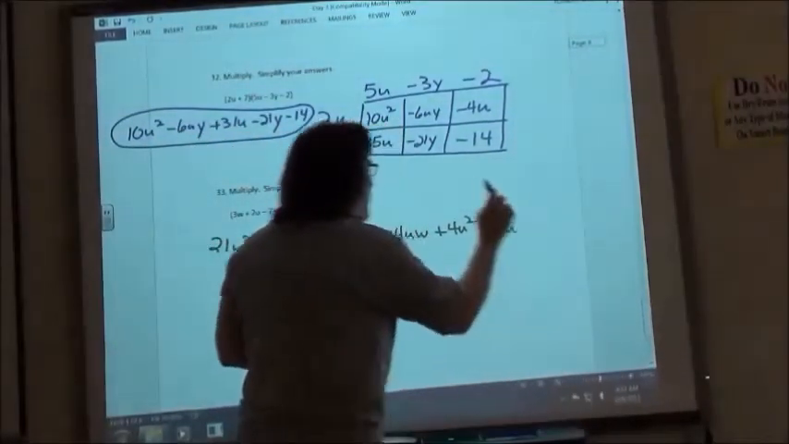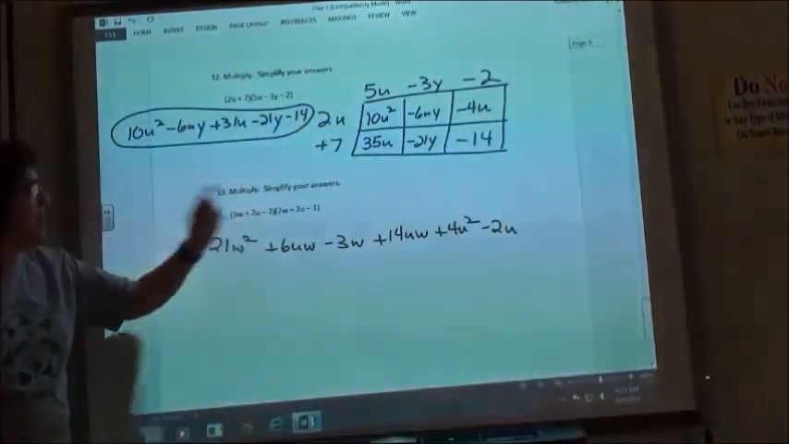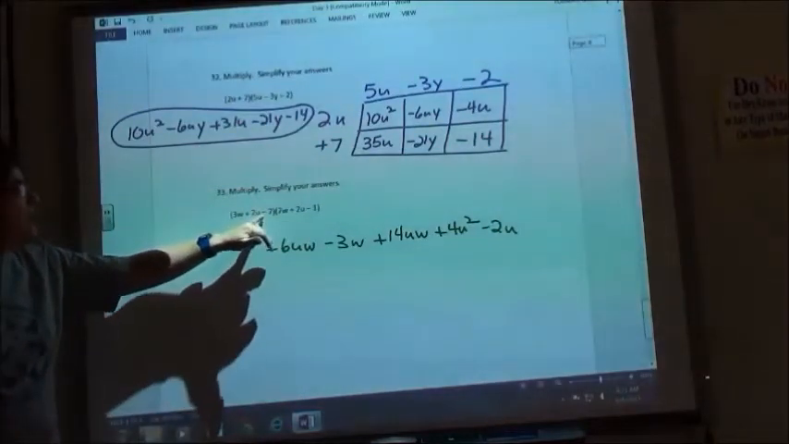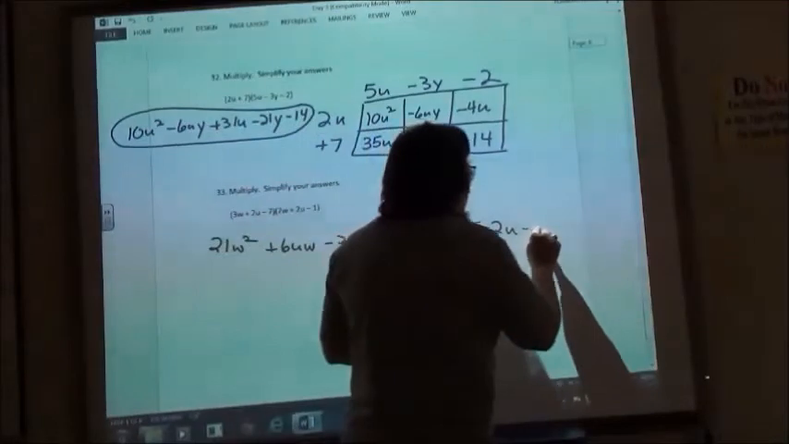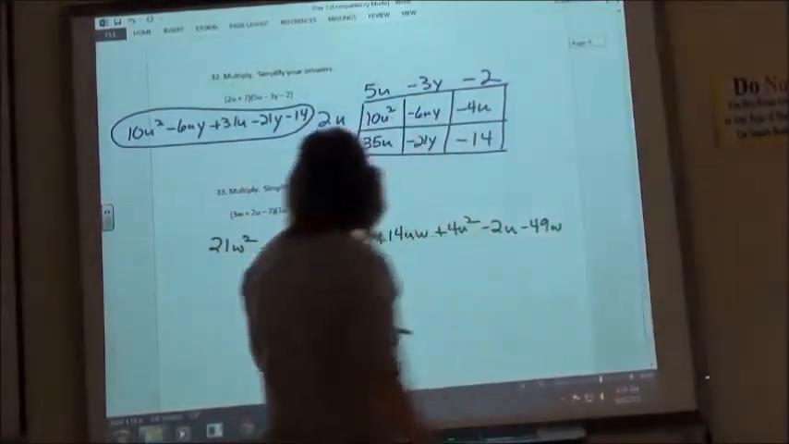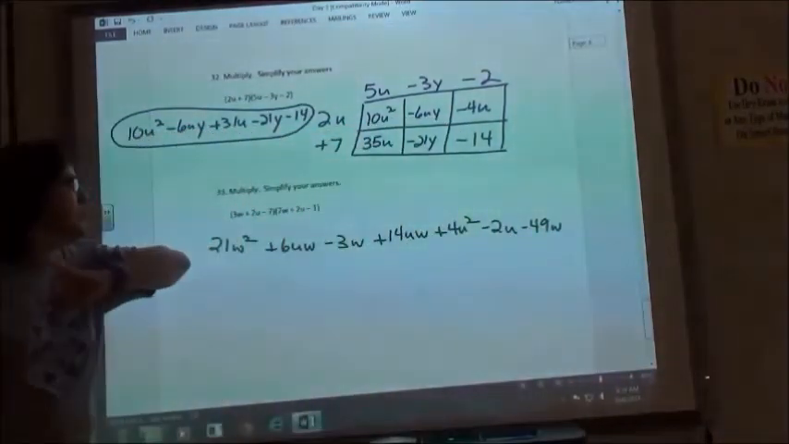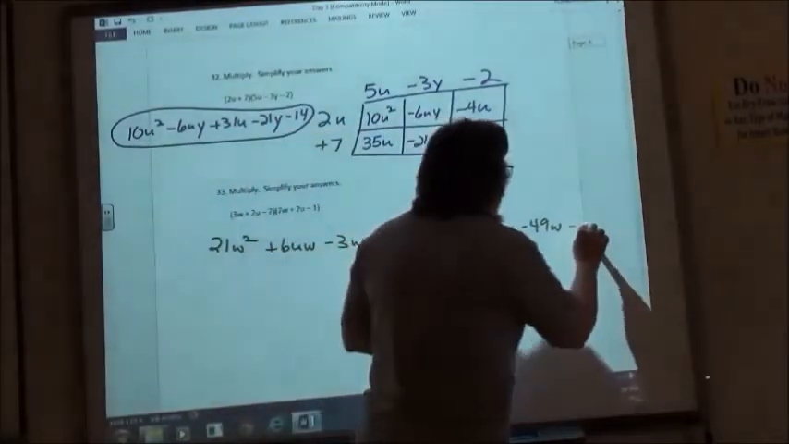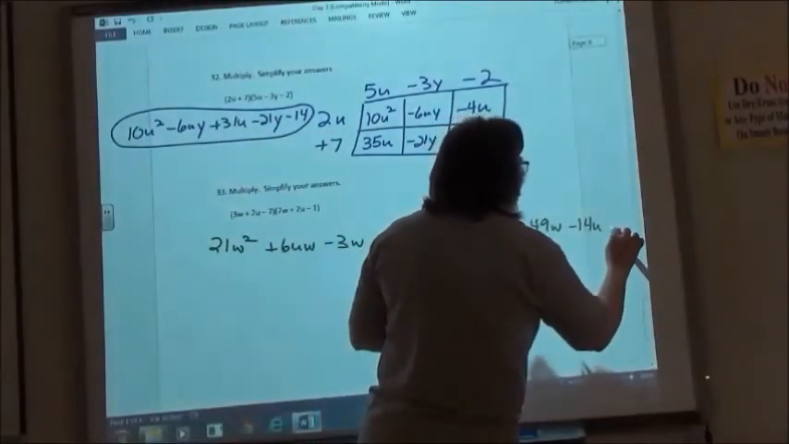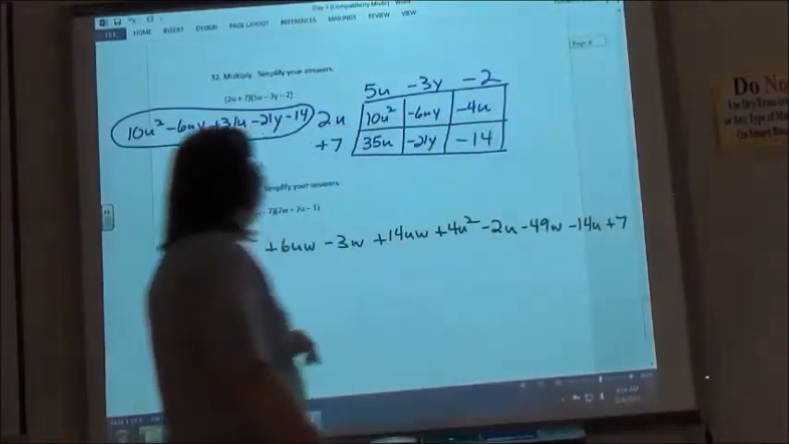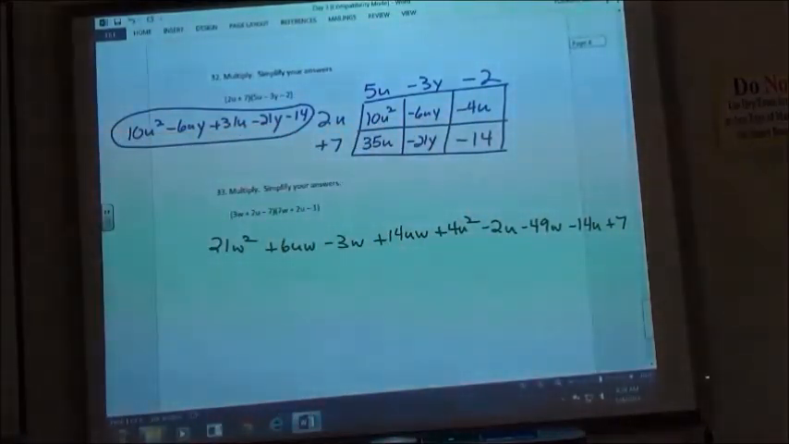And then my negative 7 times each of those, so negative 7 times 7w, negative 49w. Negative 7 times 2u, negative 14u. And negative 7 times negative 1, positive 7.